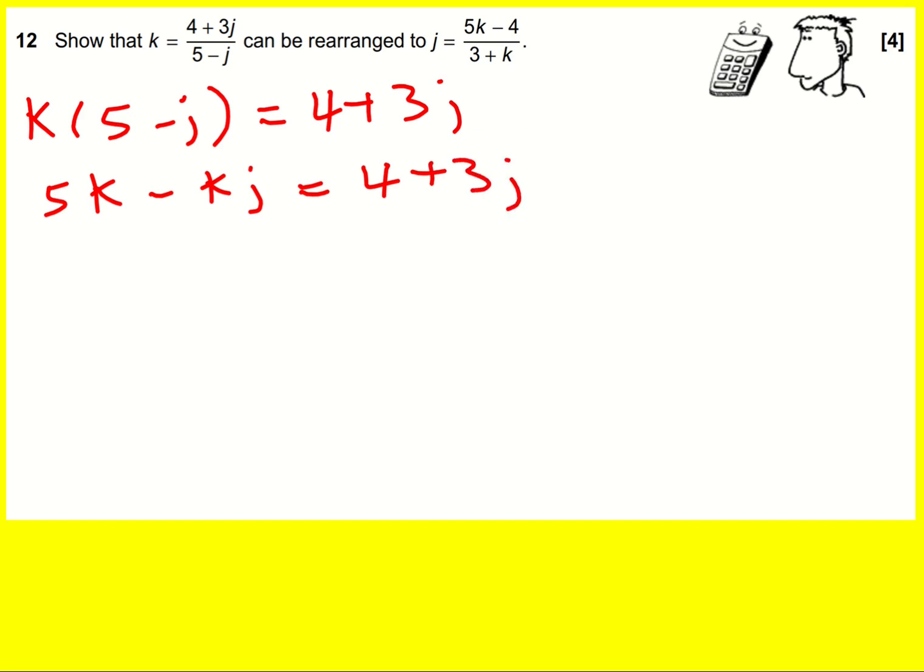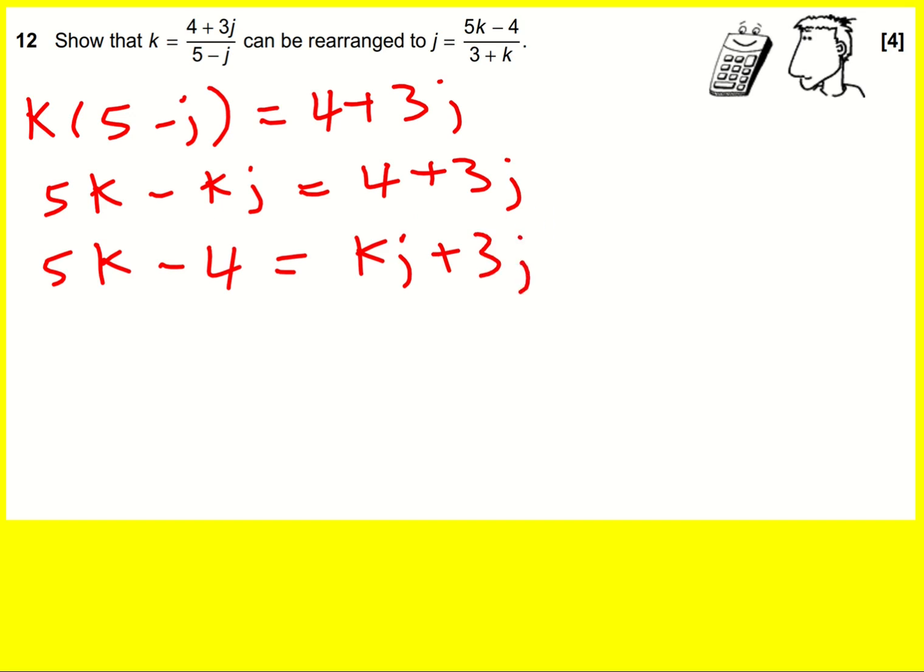Now you might think this is more complicated, or you might think it's a bit nicer. It is in fact a bit nicer, because what I can now do is get the j's on one side. If you were stuck at this point, you might start thinking, there's a 5k minus 4 up here, and there's a 3 plus k. I can't quite see that, but I might see it in a minute. So what we're going to do is subtract 4 from both sides, and add kj to both sides. So it's going to become 5k minus 4 equals kj plus 3j.